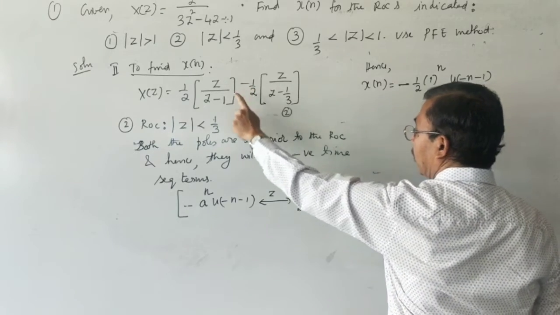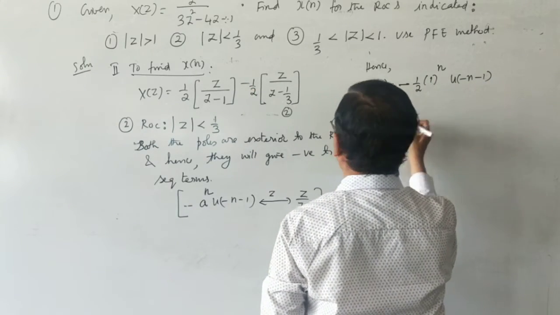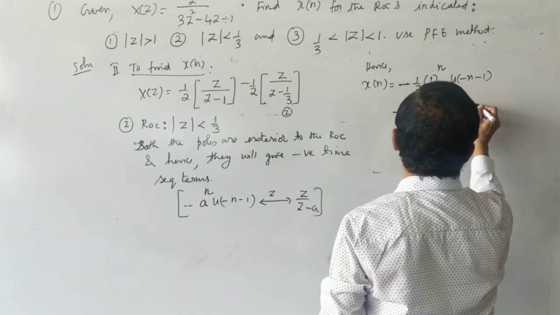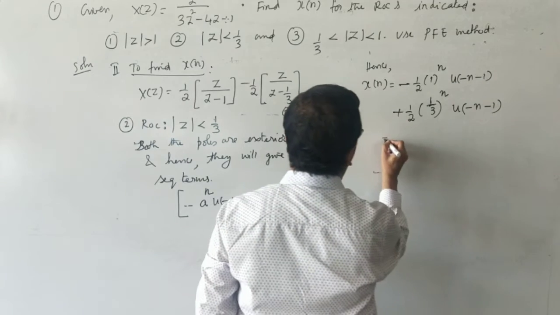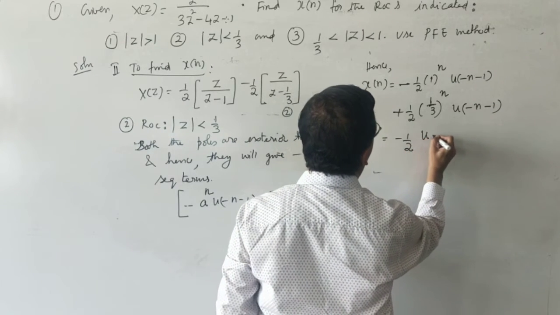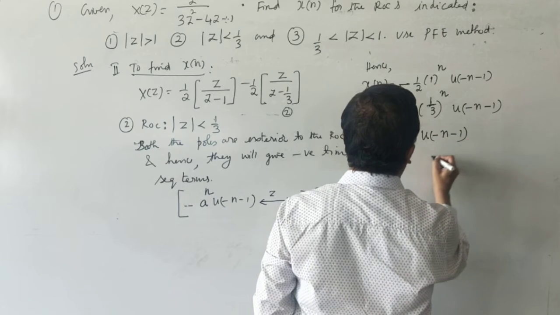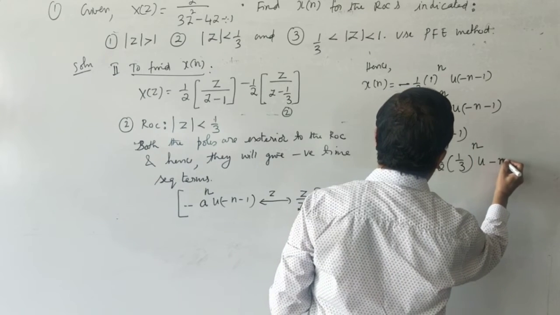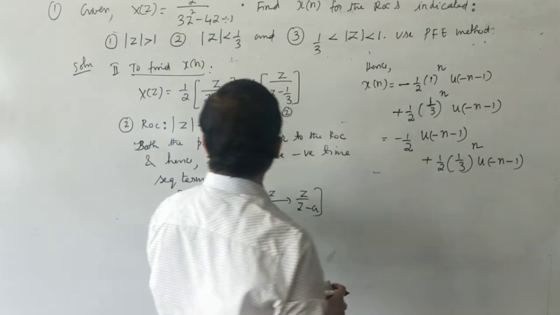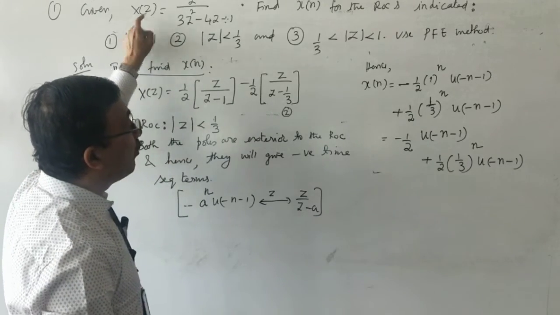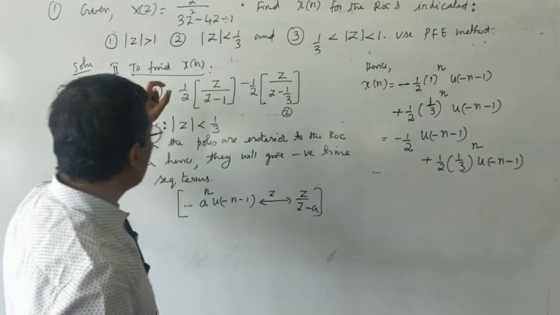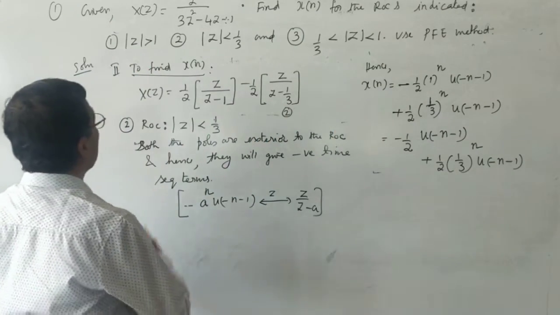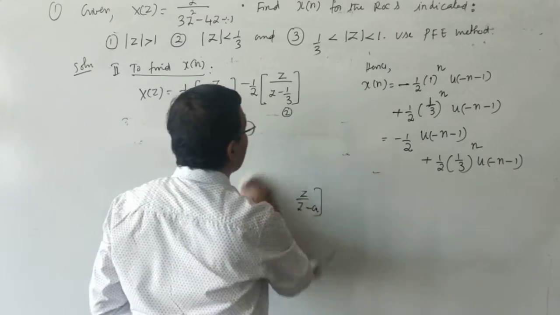There is a minus sign here already, therefore it is plus half into 1 by 3 to the power n into u of minus n minus 1. So this is nothing but minus half into u of minus n minus 1 plus half into 1 by 3 to the power n u of minus n minus 1. So depending on the ROC, the same function x of z will give different answers for x of n. Therefore, ROC plays a very important role in finding inverse Z transforms. This aspect was made pretty clear in the beginning class.